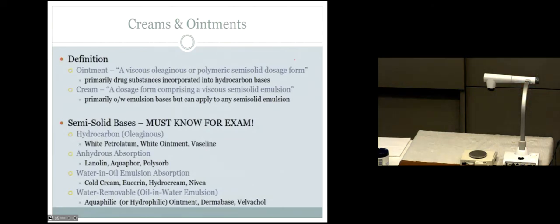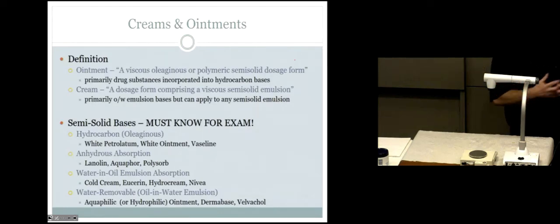Starting at the top, the oleaginous ones are basically all lipid. There's no water in them, and they're basically a petroleum-derived product. This is Vaseline, white petrolatum. White petrolatum is just less yellow because they take out more of the petrolatum stuff so it doesn't stink quite as bad. But essentially, it is the classic ointment.